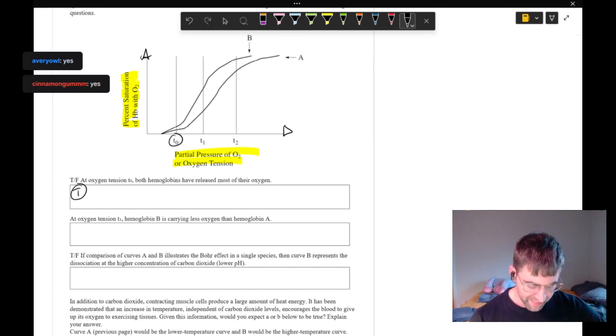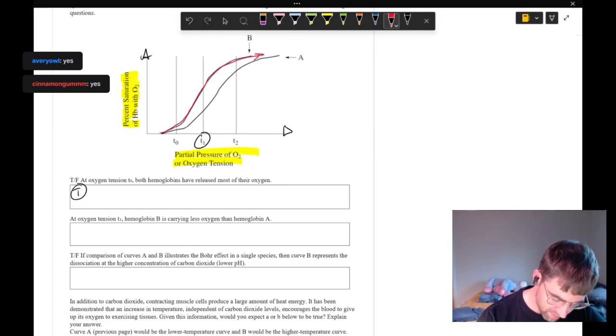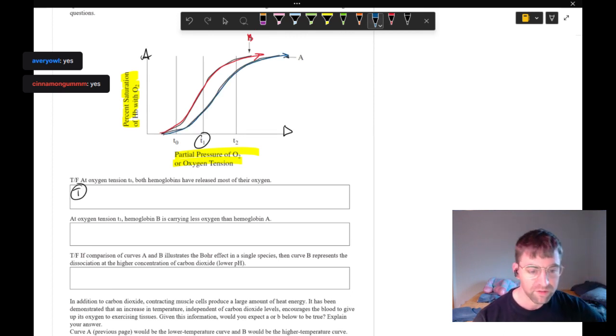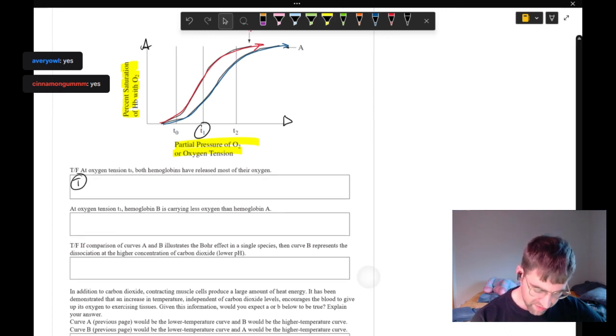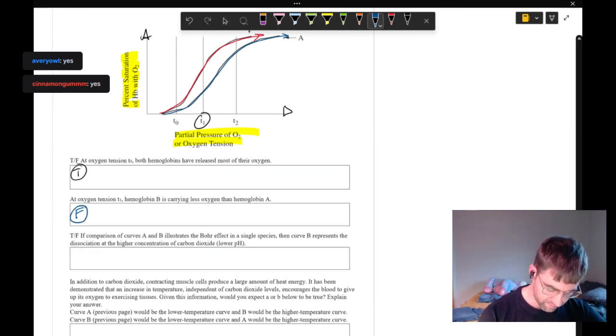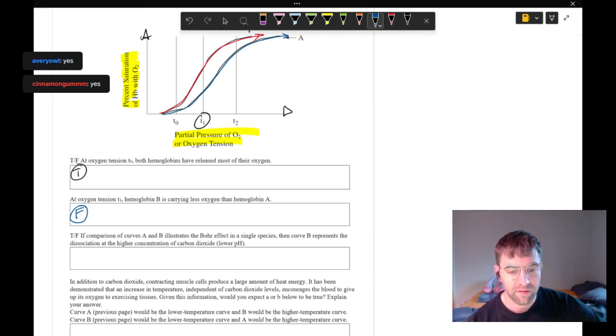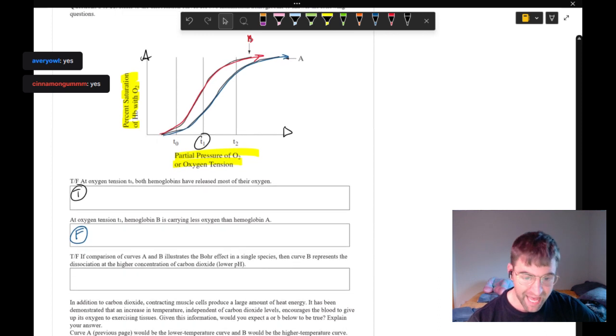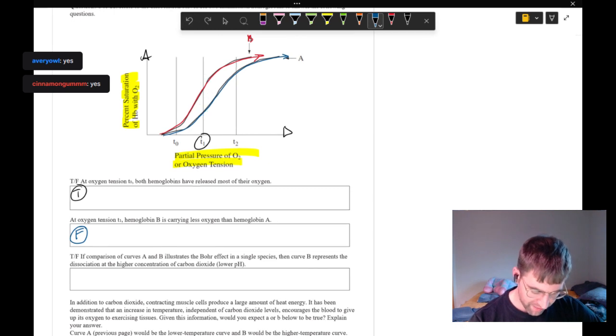At oxygen tension T1, hemoglobin B is carrying less oxygen than hemoglobin A. I'm going to highlight this in red. Hemoglobin B is carrying less oxygen than hemoglobin A. True or false? This is false. Hemoglobin B has a higher percent saturation of hemoglobin with oxygen at T1 compared to A.